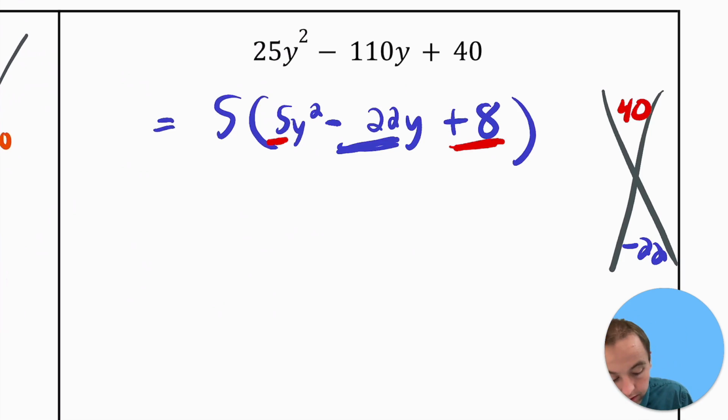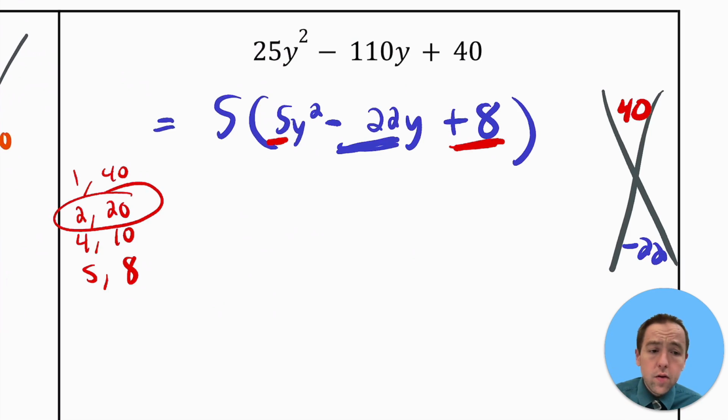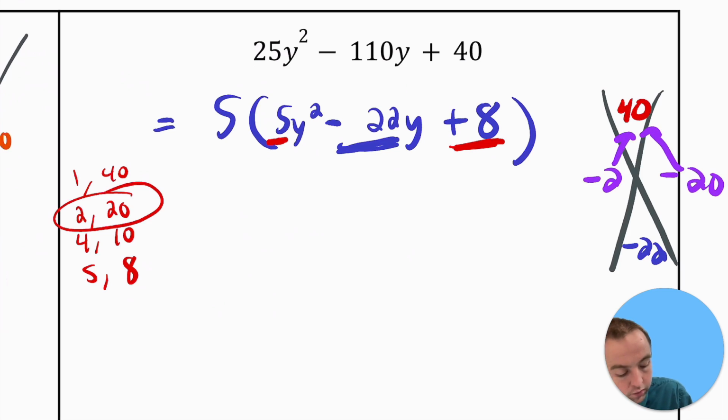So you have to think about all the stuff that times to equal 40, right? So 1 times 40. You could also do 2 times 20, 4 times 10, 5 times 8, but it needs to add to negative 22. So you're going to have to do a negative 2 times a negative 20, because we know a negative times a negative will equal a positive, and it'll equal 40, and then also that negative plus the negative will equal negative 22. So it'll work out great. So we're going to be able to factor this further.